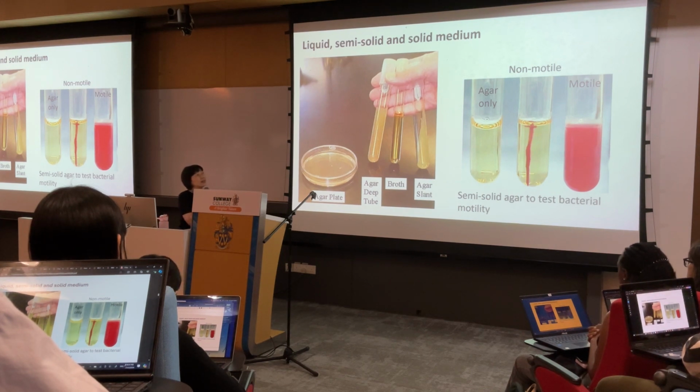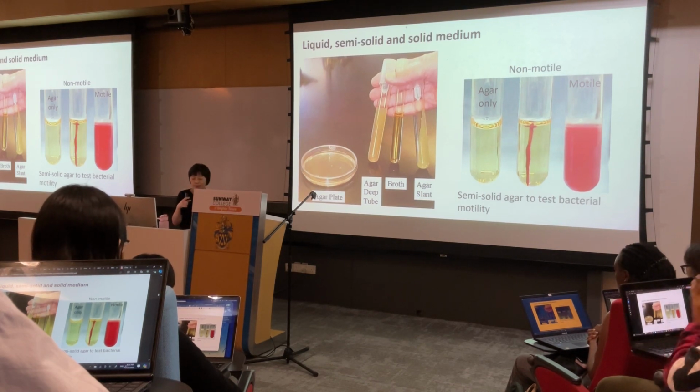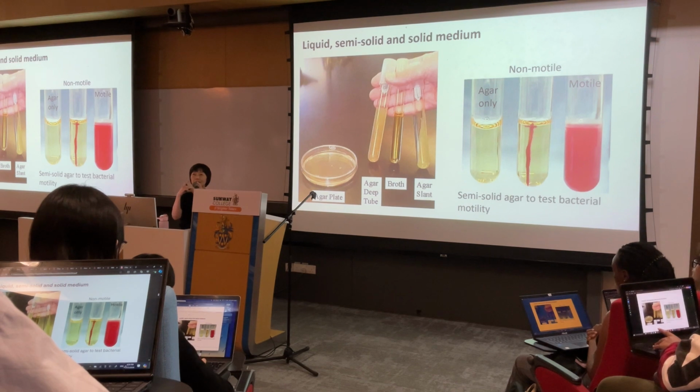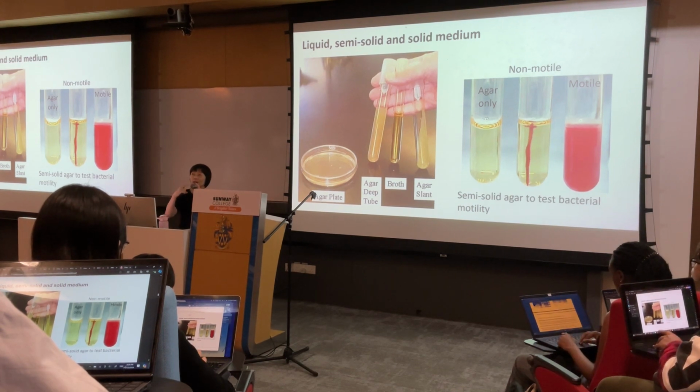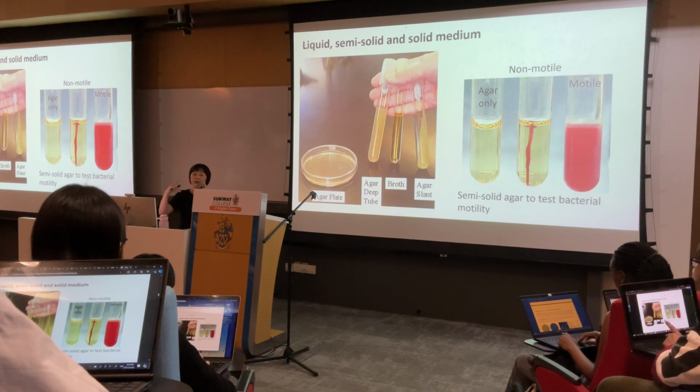Of course, broth will be better, because agar plates are normally very small. It's only 6 centimeter in diameter. Of course, you can use a 12 centimeter plate, which is slightly bigger. But to produce something equivalent to 10 liter, I think you need a lot of these plates. So for culturing a large amount, broth will be better.